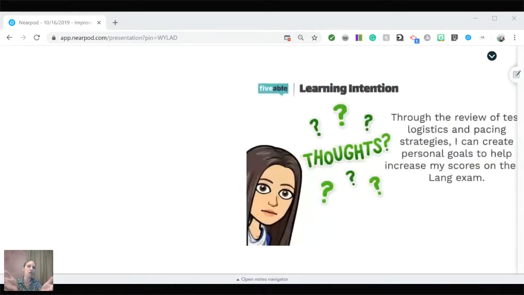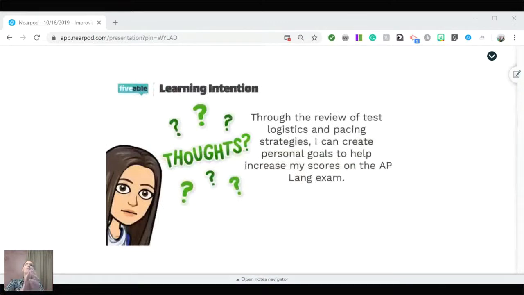And just a reminder, our goal was that you could create a personal goal that was going to help increase your scores on the AP Lang exam. Do you feel like you're able to do that? Did we master that?